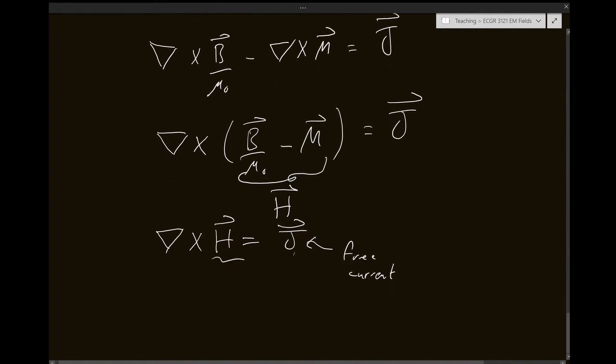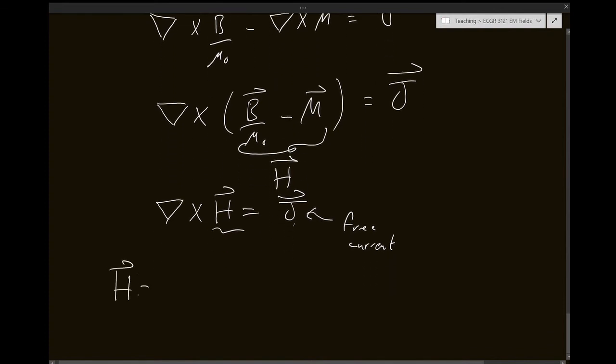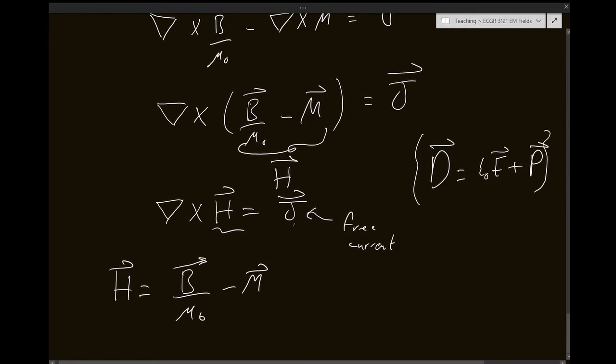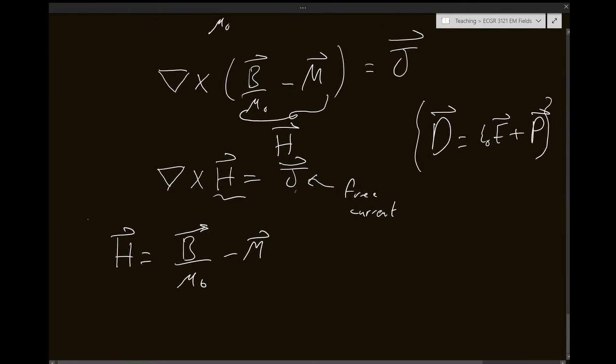And this H is going to equal B over mu naught minus M, in the same way that D turned out to be epsilon naught E plus P. Very analogous situation. We could stop here. We've successfully incorporated the effect of magnetization into the H field. But we could go further.